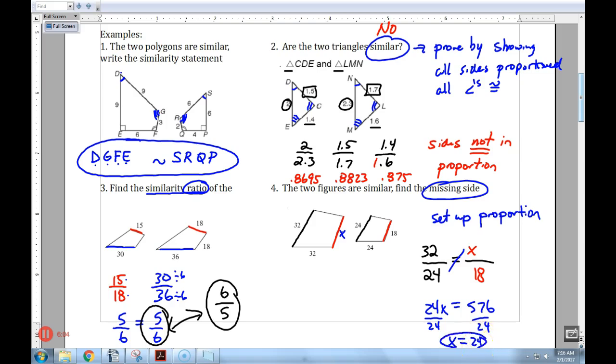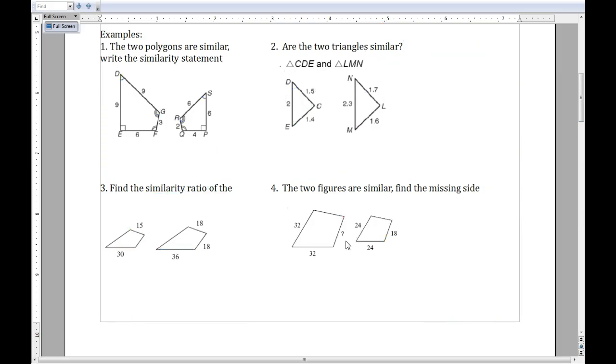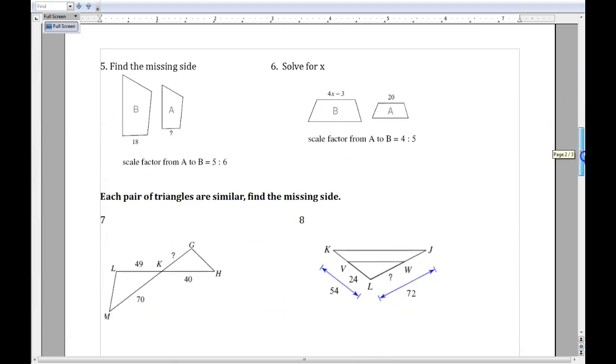So it looks like this missing side over here is 24, and things will stay in proportion. So that's going to be a very common move throughout this section. Alright, let's head over to the back page, see what we got over here.